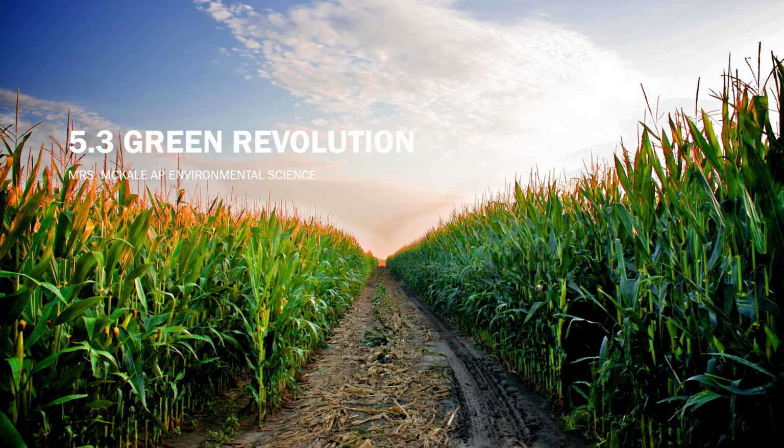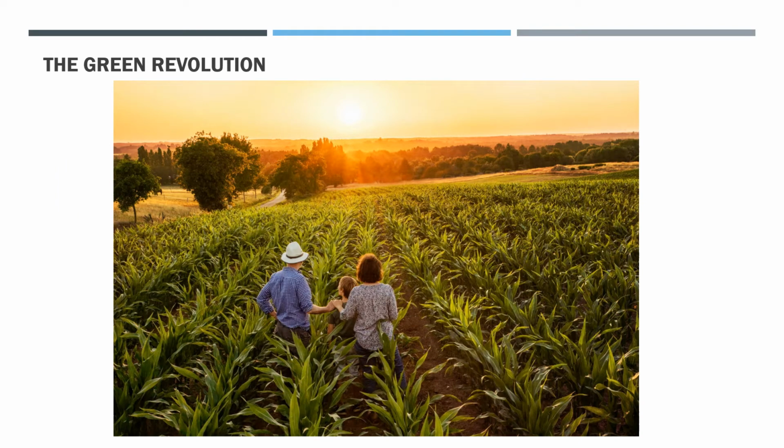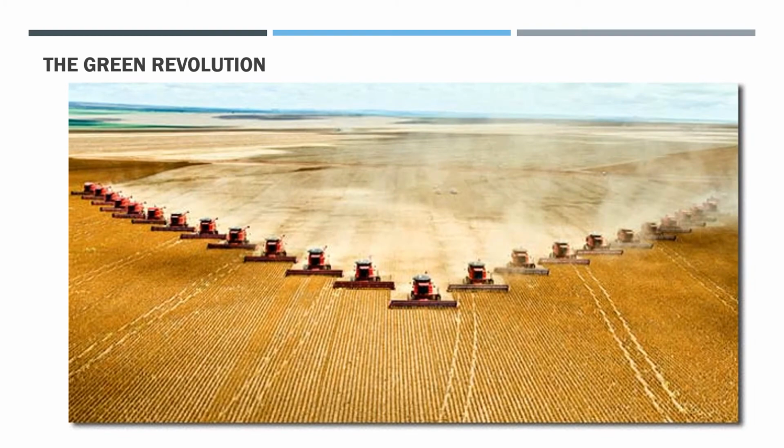Okay, today's topic is 5.3, the Green Revolution. So by the end of this lesson, you should be able to describe changes in agricultural practices. To accomplish this, we're going to describe some advances in agricultural practices, and then also talk about their pros and cons. So the Green Revolution was the shift from family farms, smaller family operations, to large commercial industrial agriculture.